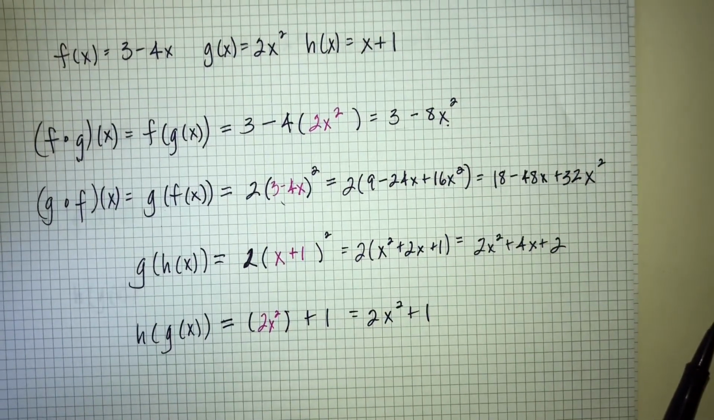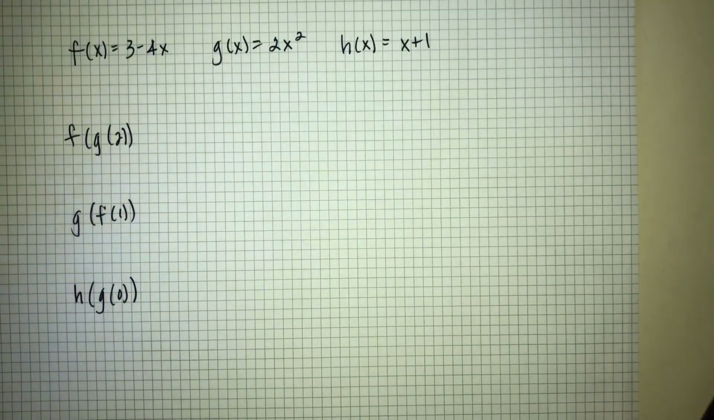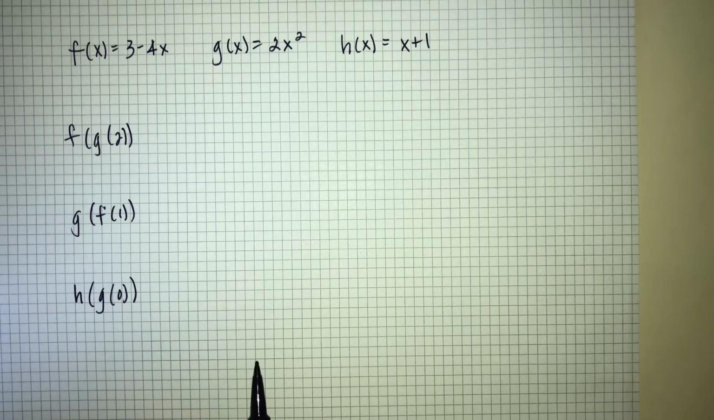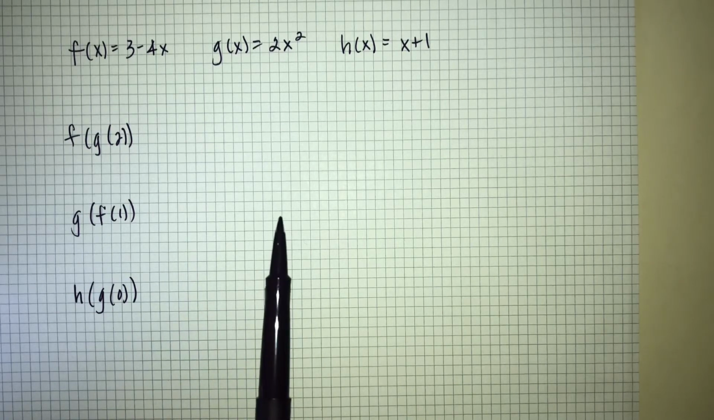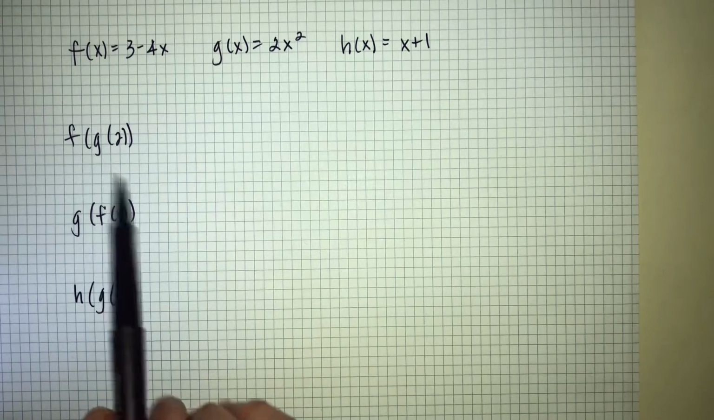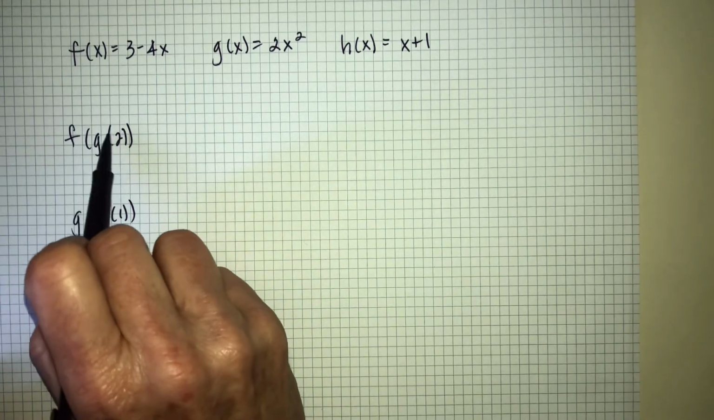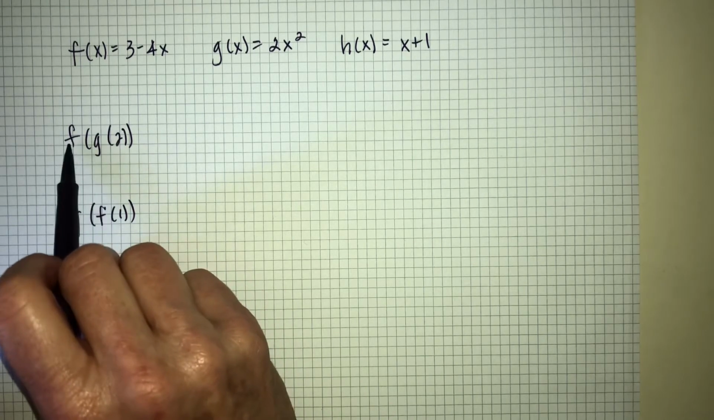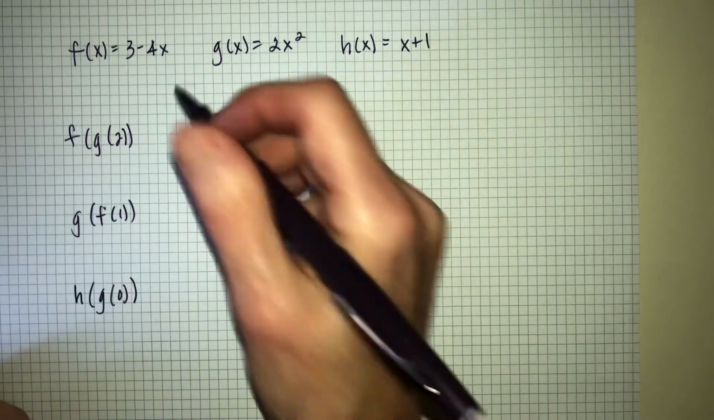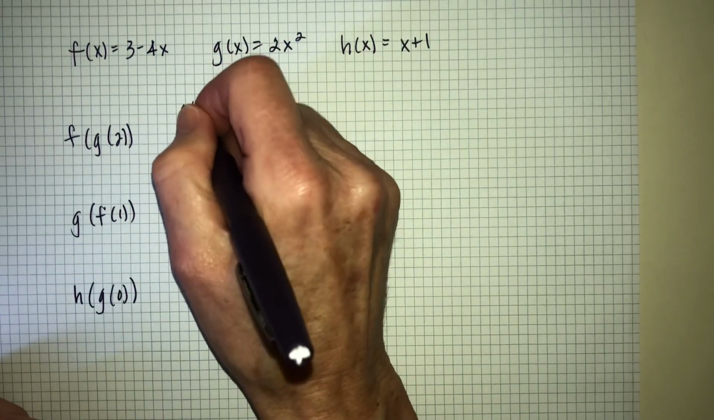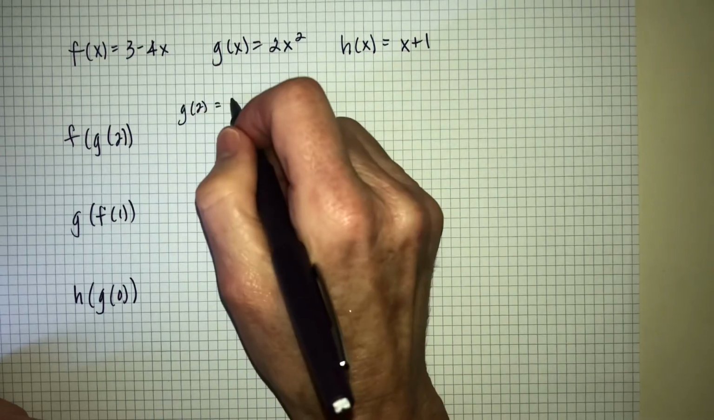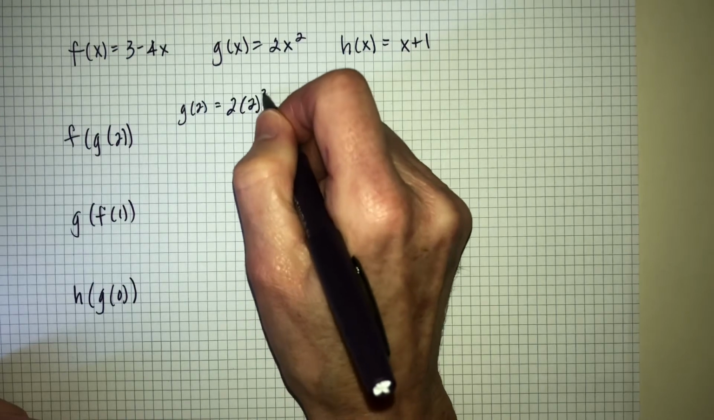Another thing you'll be doing when working with composition of functions is answering questions like this. What is f of g of 2, or what is g of f of 1? Well, with this, we're going to do substitution, and we're going to work from the inside out. In other words, we're going to figure out the inside function first, like what is g of 2? And then we're going to take that and plug it into the function f. So let's do that. g of 2 is going to be equal to, and we're going to plug in 2 for x there. So that's 2 times 2 quantity squared.